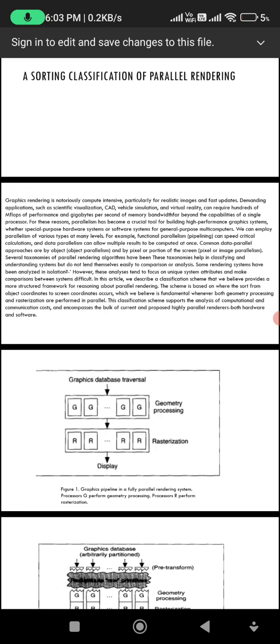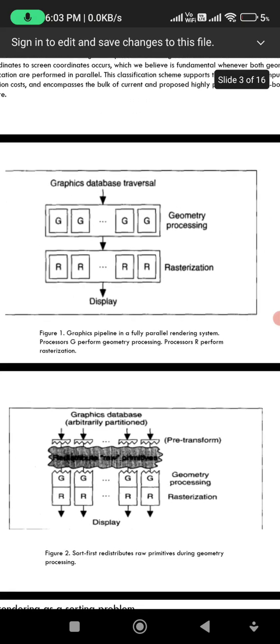In this article, we describe a classification scheme that we believe provides a more constructive framework for reasoning about parallel rendering. The scheme is based on where the sort from object coordinates to screen coordinates occurs, which we believe is fundamental whenever both geometric processing and rasterization are performed in parallel. This classification scheme supports the analysis of computational and communication costs and encompasses the bulk of current and proposed highly parallel renderers, both hardware and software. The figure shows the graphics pipeline in a fully parallel rendering system. Processors G perform geometric processing. Processors R perform rasterization.